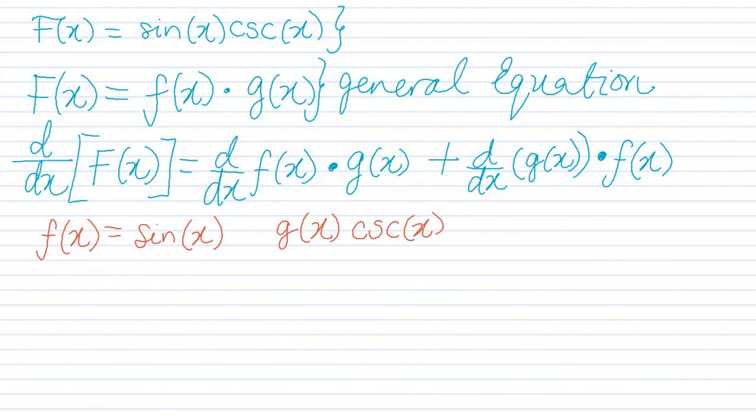So f of x equals sine x and g of x equals cosecant x. So now let's do the derivative of this.